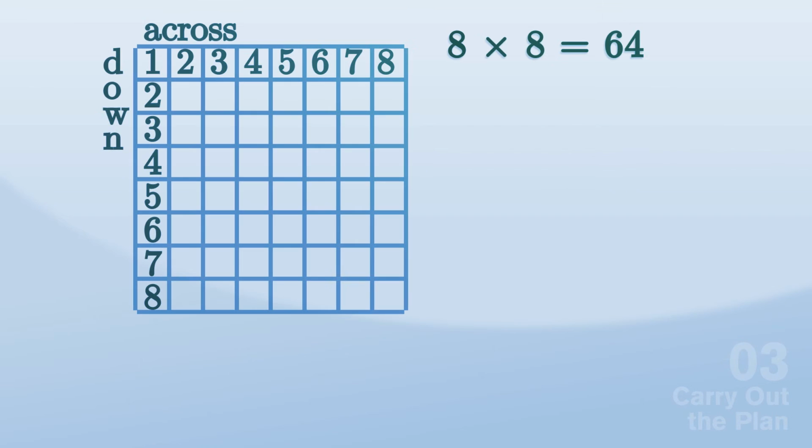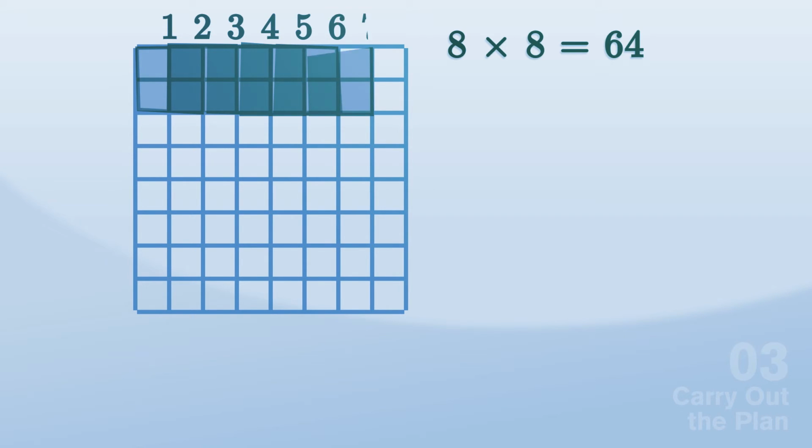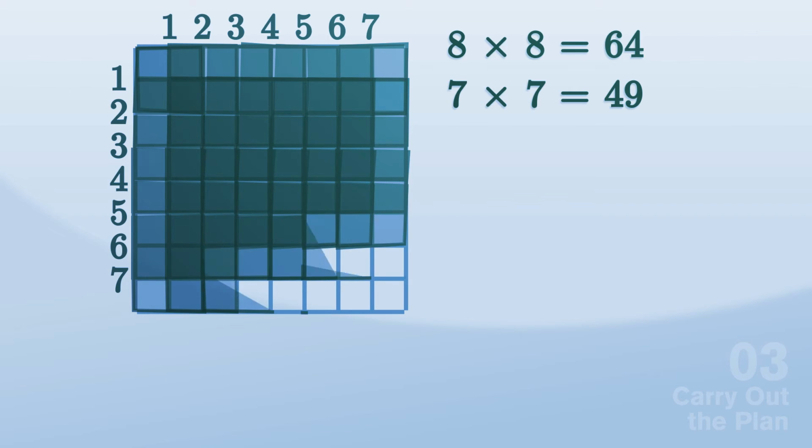Now that we have a plan in mind, we can continue to step 3, carry out the plan. Remember that, for the 1x1 squares, we can fit 8 across and 8 down for 64 squares. So let's give it a go for the 2x2 squares. As we can see, there are 1, 2, 3, 4, 5, 6, 7 of the 2x2 squares across the top and 7 squares down, giving us 49 of these 2x2 squares.